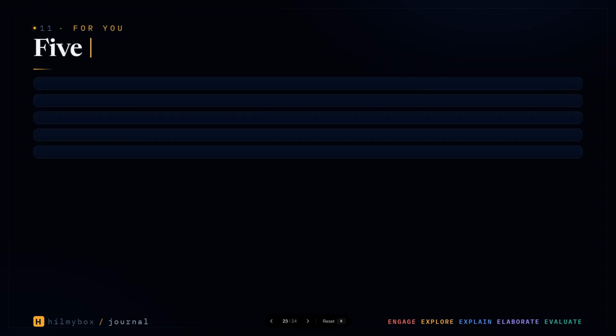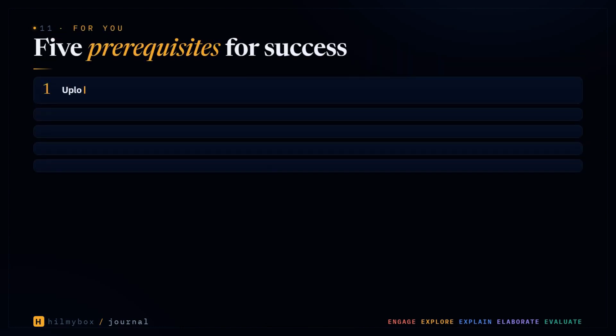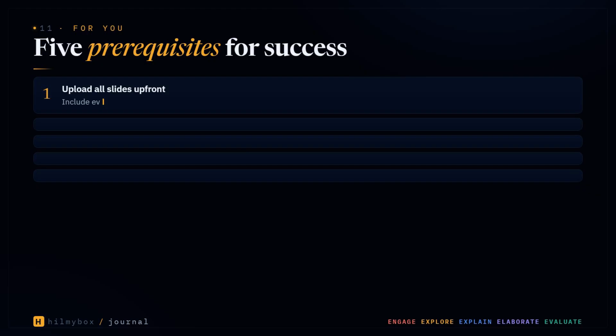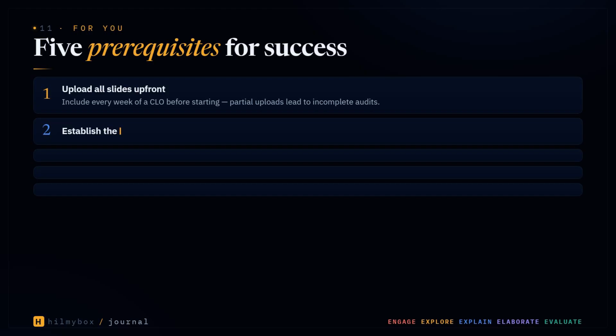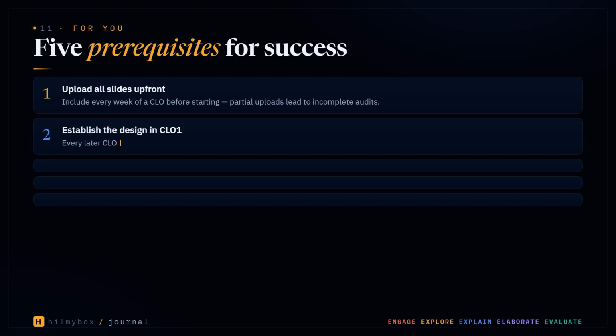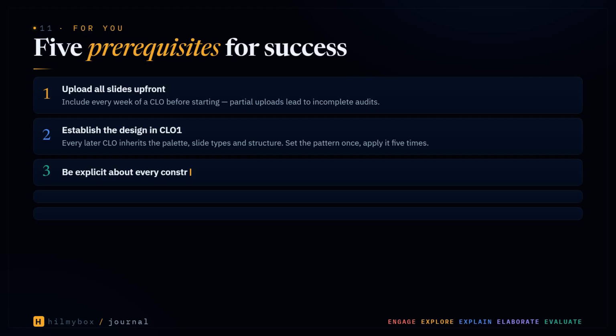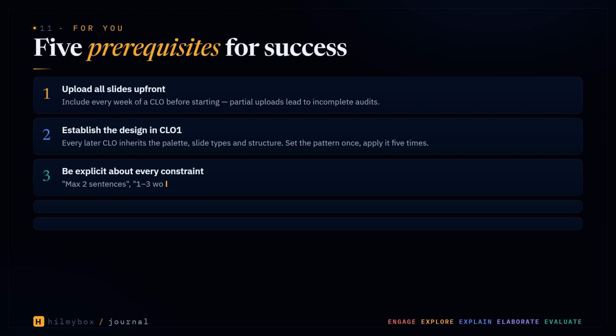Part 11. 5 prerequisites for success. 1. Upload all slides up front. Include every week of a CLO before starting. Partial uploads lead to incomplete audits. 2. Establish the design in CLO 1. Every later CLO inherits the palette, slide types, and structure. Set the pattern once and apply it 5 times.